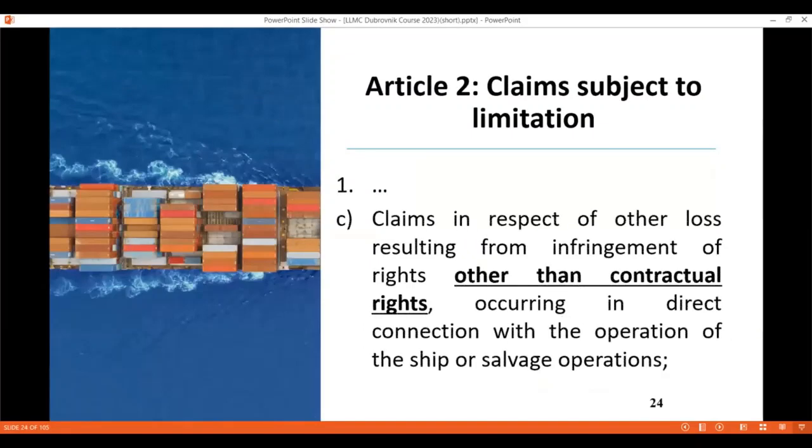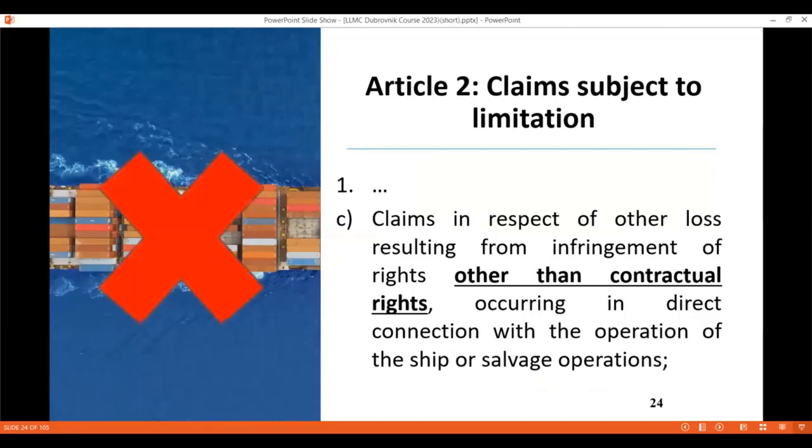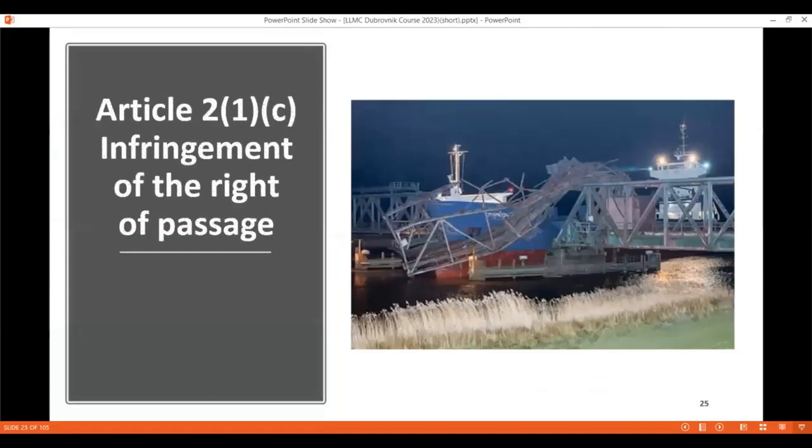Then there are claims for infringement of rights other than contractual rights. Here, I was mentioning why I put the picture: what if freight is affected? Freight will not be covered because it's a contractual right. This provision emphasizes, for example, when there is a right of passage over a bridge spanning a sea and it is broken because of the ship, or when a ship runs aground at the mouth of the harbor and prevents access to ports from other ships, something like that.